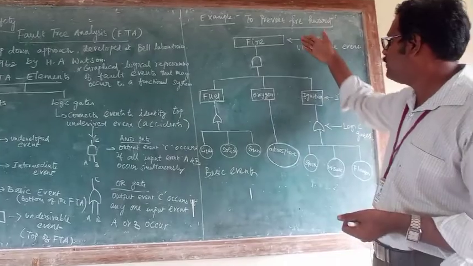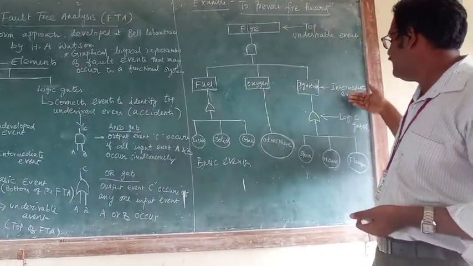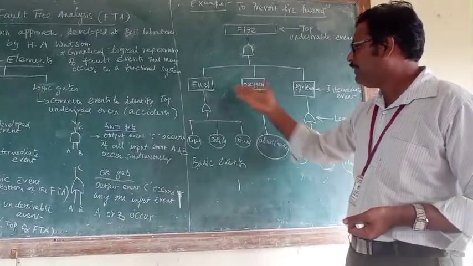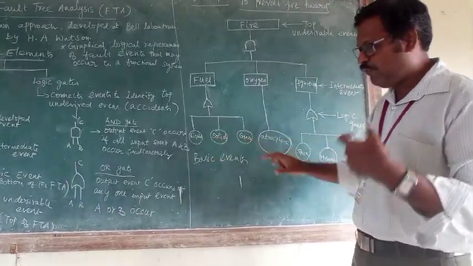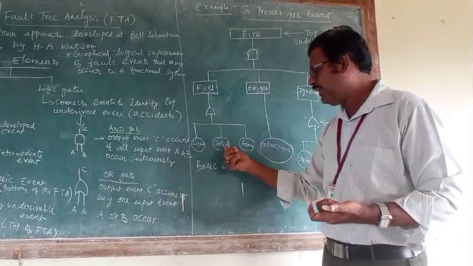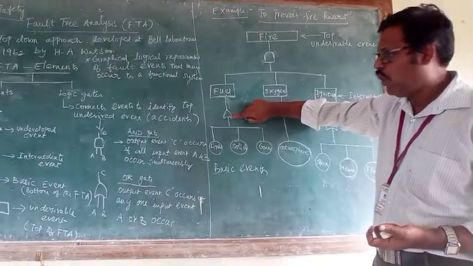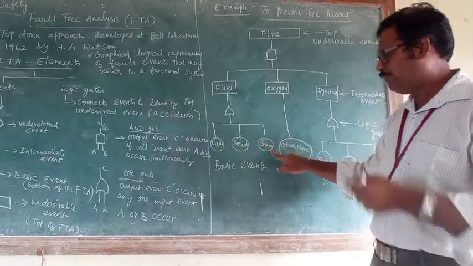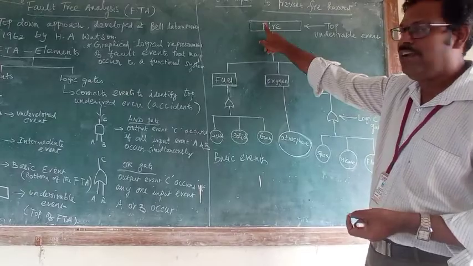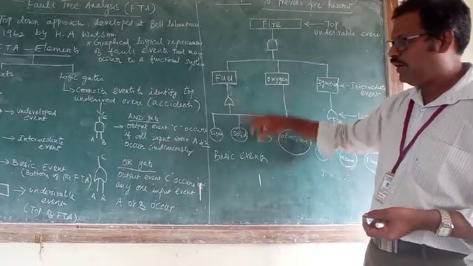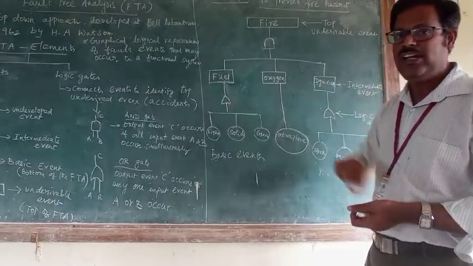Already we have discussed the top level undesirable event, intermediate events and basic events. The intermediate events are fuel, oxygen and ignition. For fuel, we have three modes: liquid fuel, solid fuel and gas. These three are connected with the logic gate OR, because if any one of the fuel modes is there, then you can have fire. It can be a solid fuel, a liquid fuel, or a gaseous fuel, so we connect them with an OR gate.